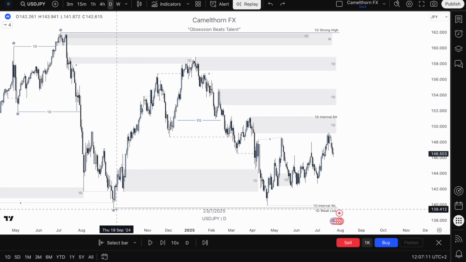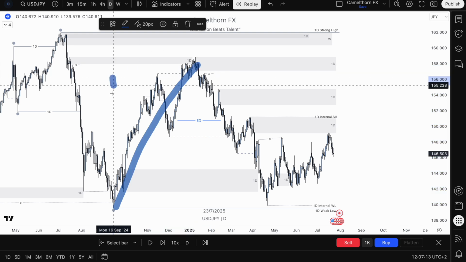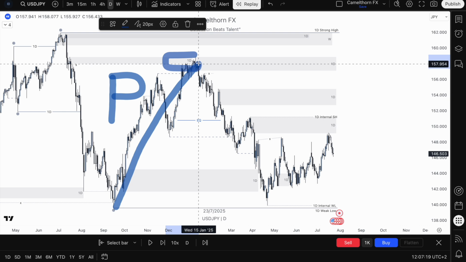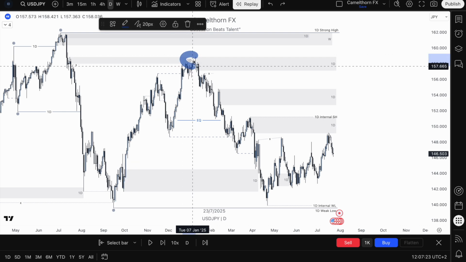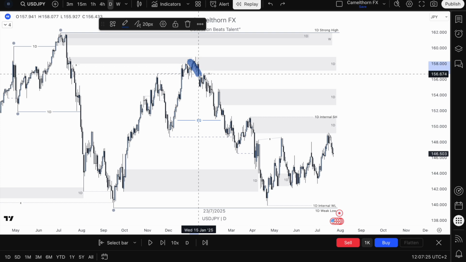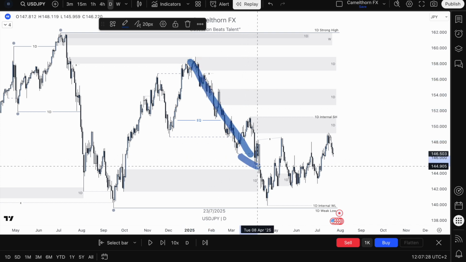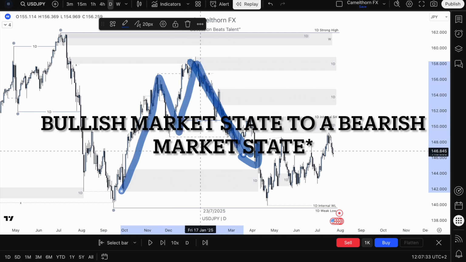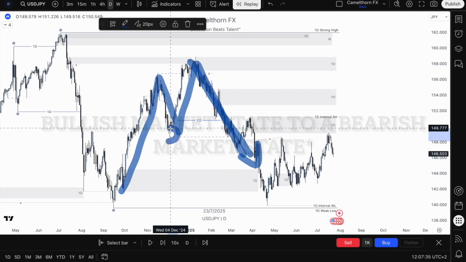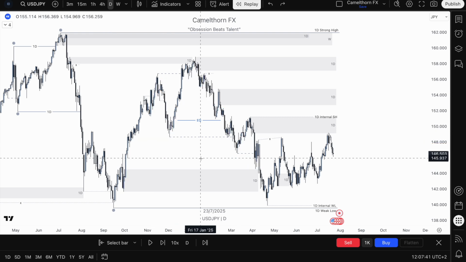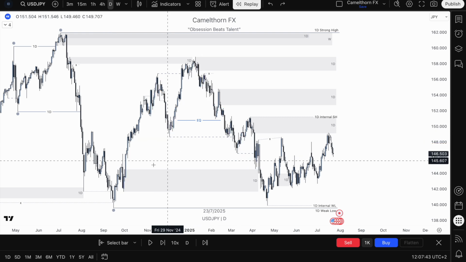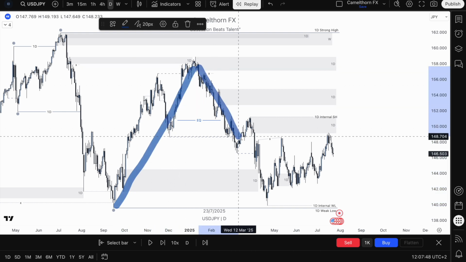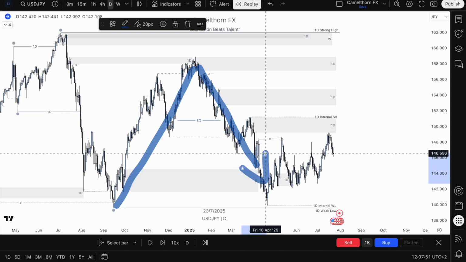We can see that we did have a really nice deep pullback into our premium priced area, which came in to interact with this daily supply zone. And after that daily supply zone was mitigated, we saw a really nice bearish push to the downside, which essentially saw our internal structure shift from a bullish market state to a bearish market state after the violation of this low. And when our daily internal structure shifted from bullish to bearish, that obviously signaled the end of our daily pullback phase and now the potential start of our daily continuation phase.